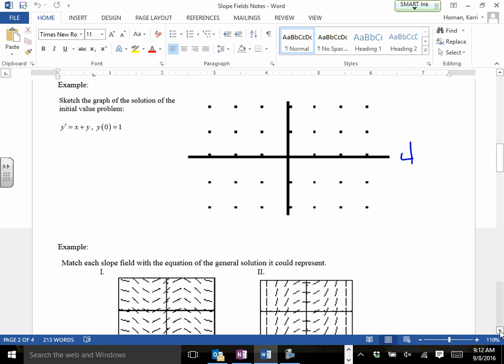Okay, what I'd like you to go ahead and do is draw me the slope fields for y prime equals x plus y. Y prime is x plus y.